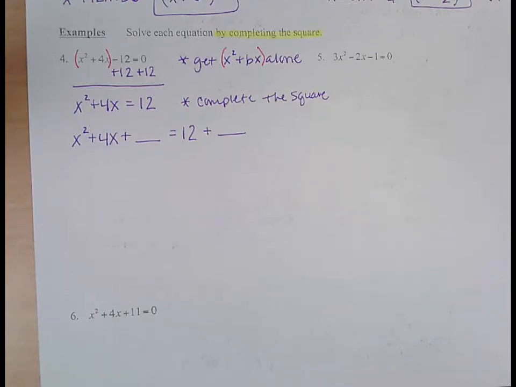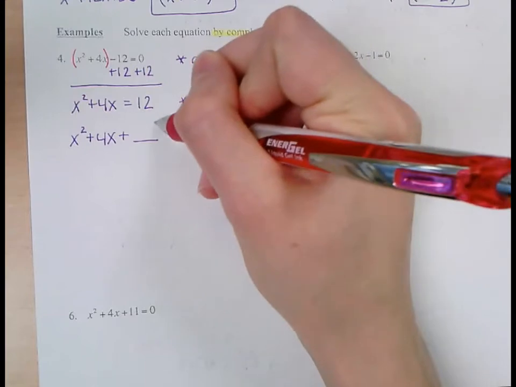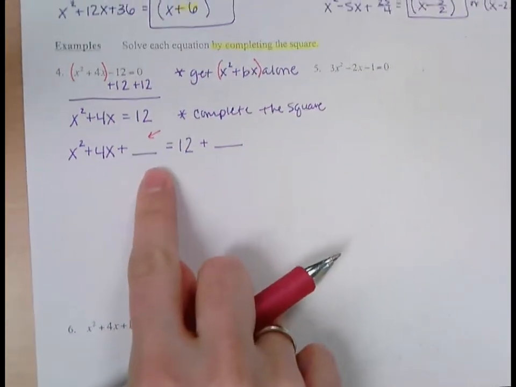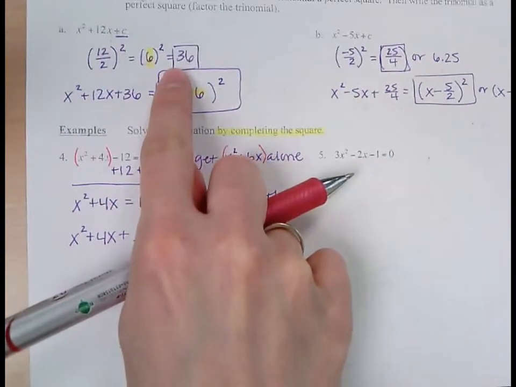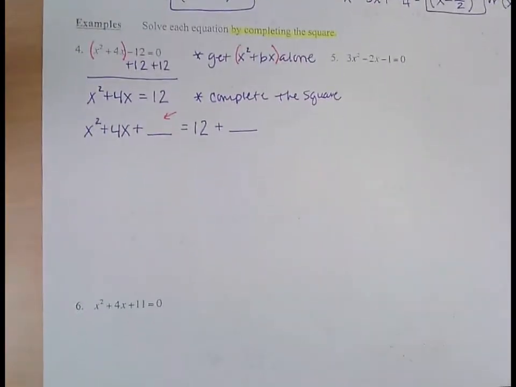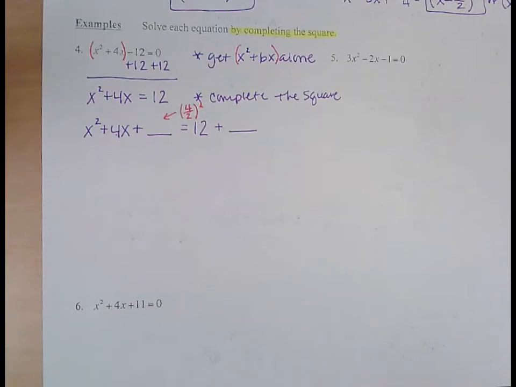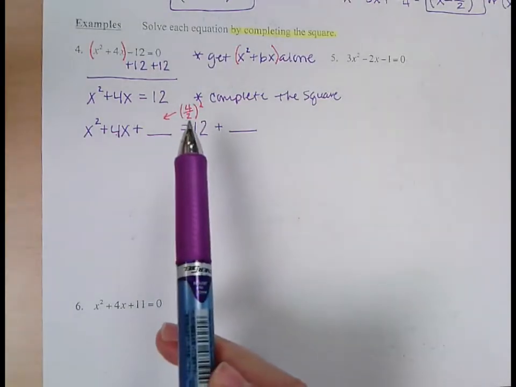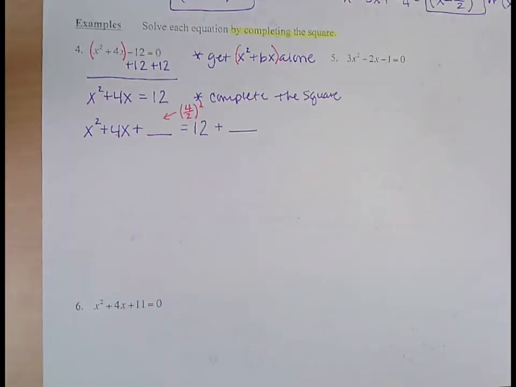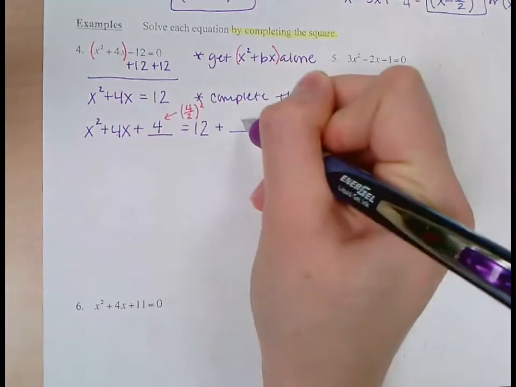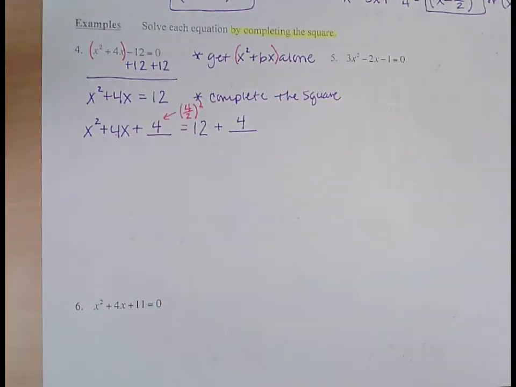The value that goes in each of these blanks is what you did in example 3. You're finding your value of c that makes it a perfect square. So you take your b value, divide it by 2 and square it. That would be 4 divided by 2, squared. 4 divided by 2 is 2. 2 squared is 4. So I'm adding 4 to both sides. It is important that you add it to the other side as well.